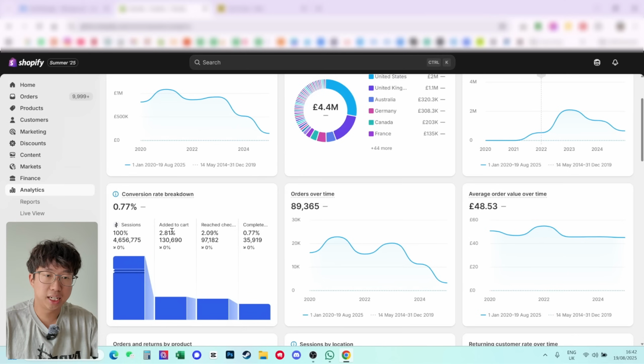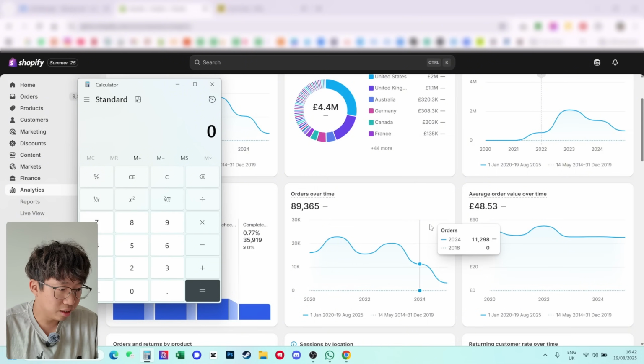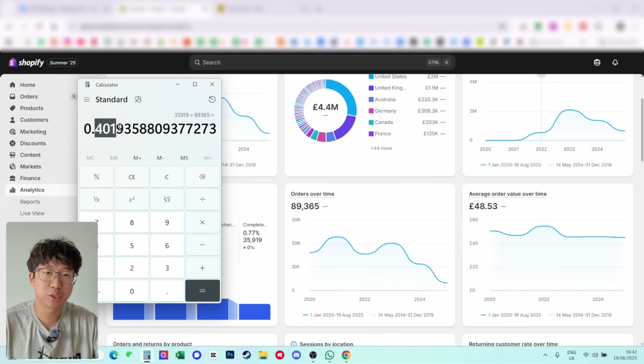And so you can see here my add to cart rate is 2.81%, and this doesn't track everything, so just take it with a grain of salt. You can see here, completed purchases only 35,900, whereas my orders over time is 89,000. So that's already less than half. What's that, like 35,919 divided by 89,365. So it's only tracking 40% of my sales.